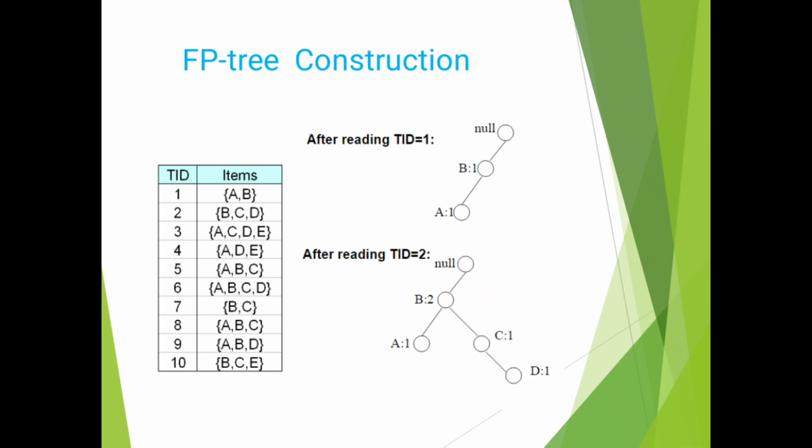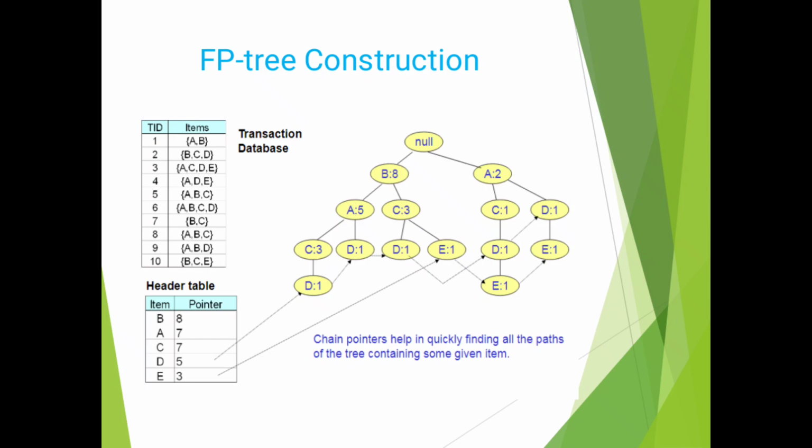The second one, after reading TID 2, B, C, D. B is already 1, so the count becomes 2: B2, A1, C1, D1. This is the FP tree construction. Finally, after the final transaction BCE, the same process is used to construct the FP tree. B equal to 8, A equal to 7, C equal to 7, D equal to 5, E equal to 3. This is the supporting value of the 10 transaction IDs.